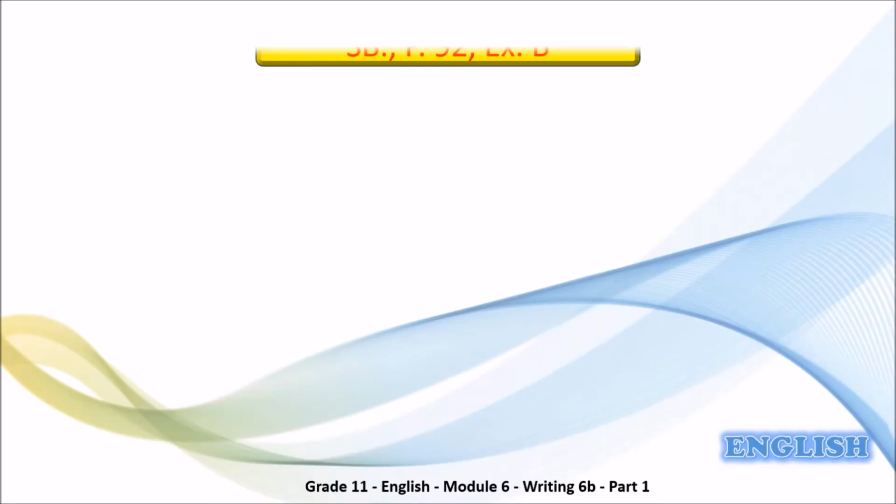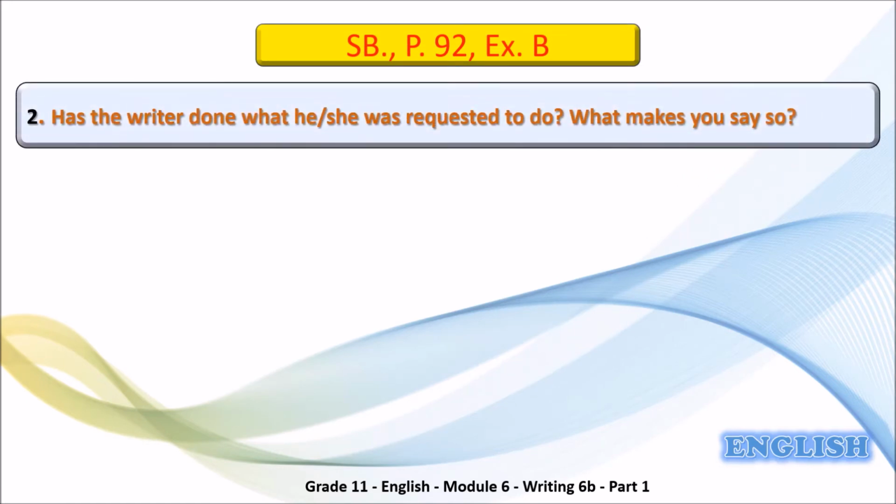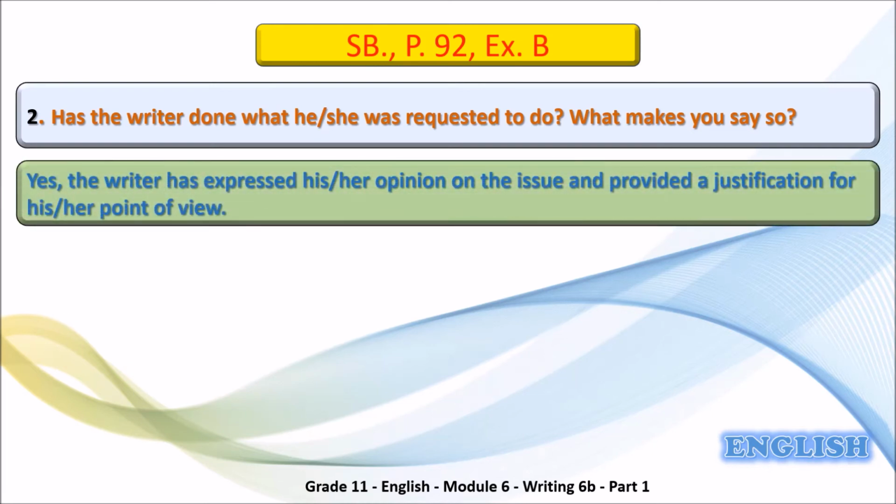Question 2. Has the writer done what he or she was requested to do? What makes you say so? The writer has been asked to express his or her opinion on the issue and provide a justification for his or her point of view, and he or she has already achieved that. So the answer is yes, the writer has expressed his or her opinion on the issue and provided a justification for his or her point of view.